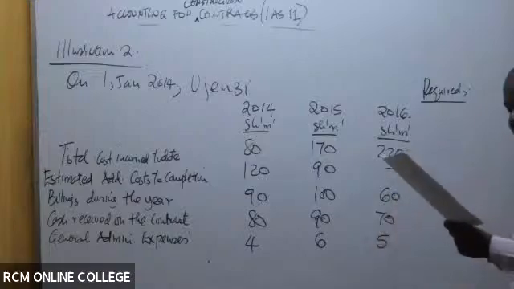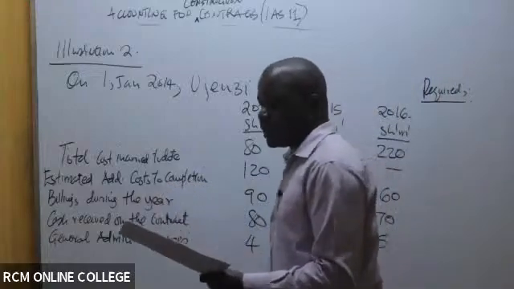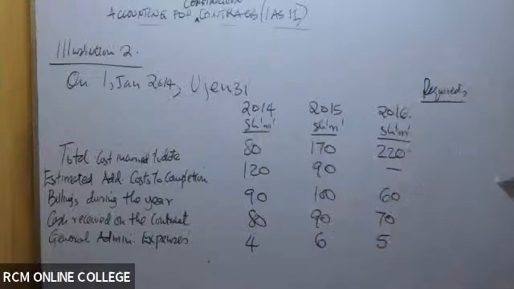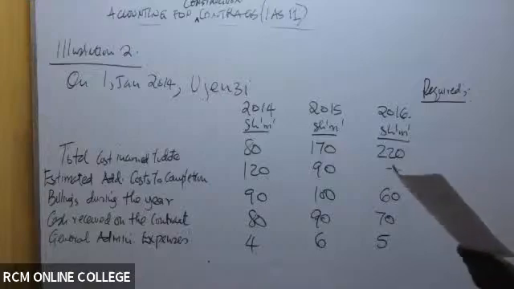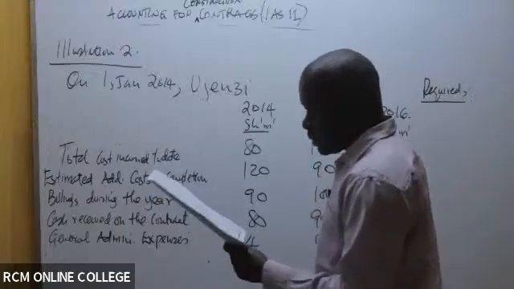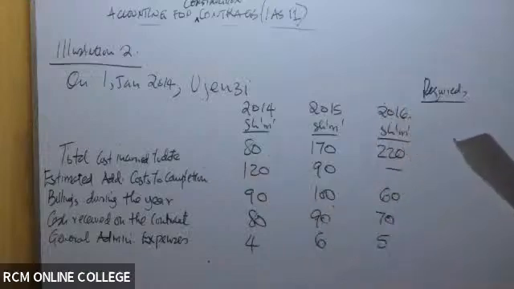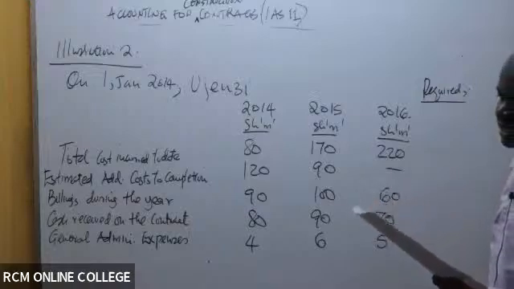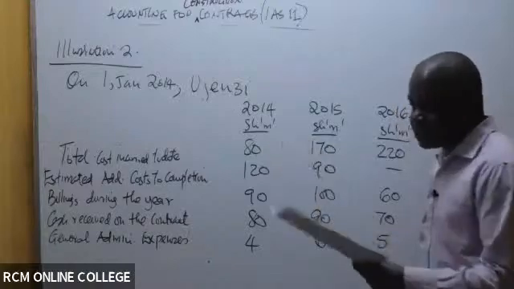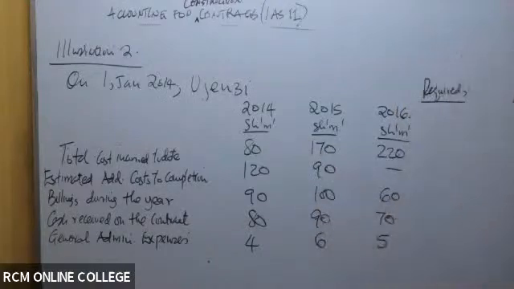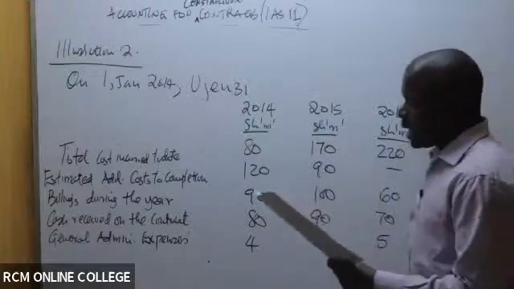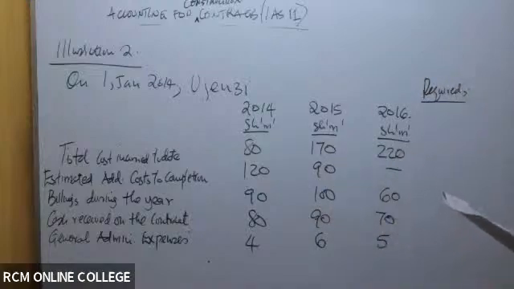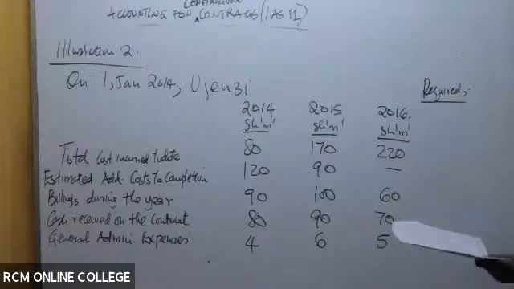Number 1, income statement extracts for the 3 years. Then number 2, statement of financial position extracts as at the year end for the 3 years.